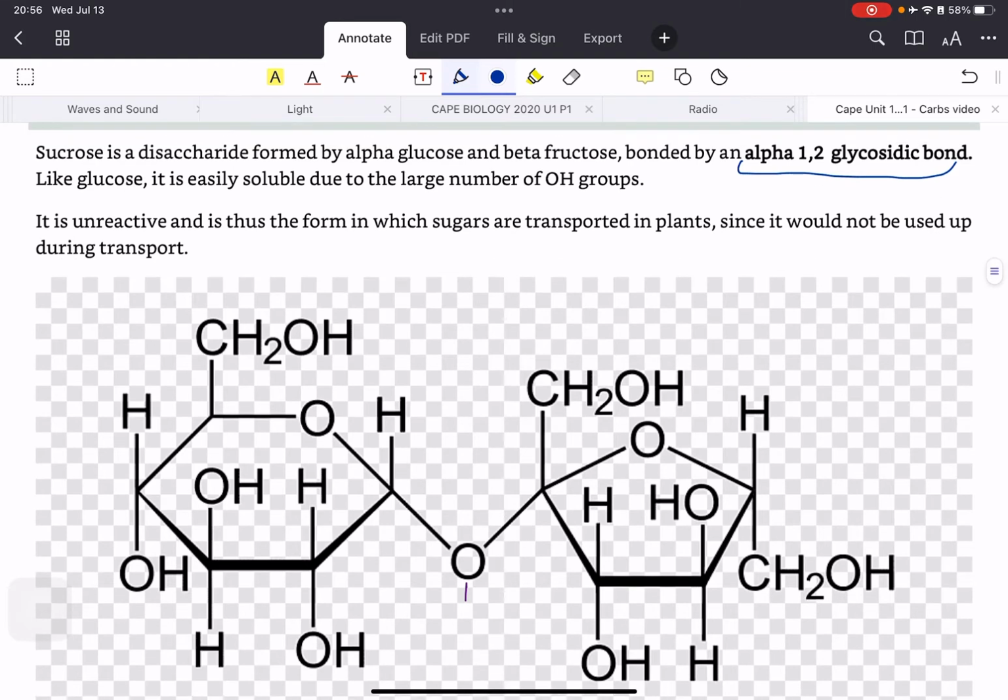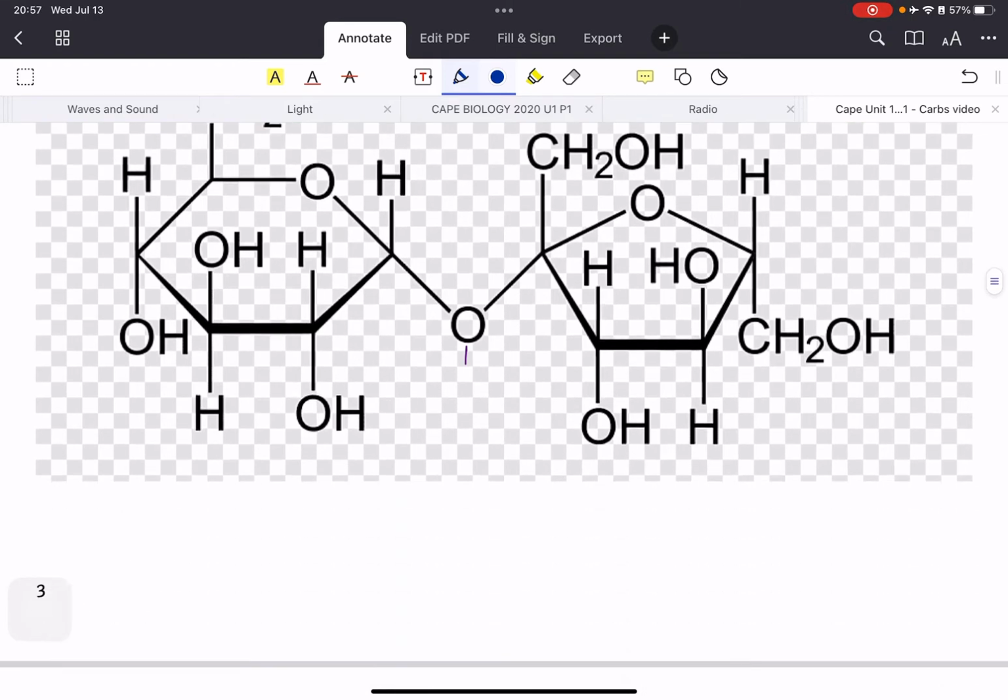Now sucrose has a good property. It's actually unreactive, right? And that's why sugars are transported in plants in the form of sucrose. So it doesn't get dissolved and stuff on the way to where it needs to go, right? It doesn't make sense that you lose some of the things you want to transport because of some random thing that dissolved there, right? So sucrose is unreactive and it could be used in transport, right?